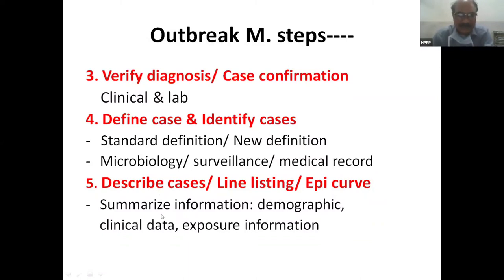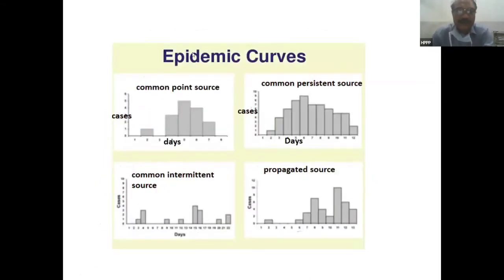And then the next step is to describe cases or line listing and drawing an epidemic curve. This basically summarizes the data and information based on demographic, clinical data and exposure information based on time, place and person. So you can draw a graph, the epidemic curve, which is basically a graphical representation of the distribution of cases with time, and the slope and pattern of this epidemic curve gives a clue towards whether it's a common point source, common persistent source, intermittent source or propagated source. So it gives a lot of information.